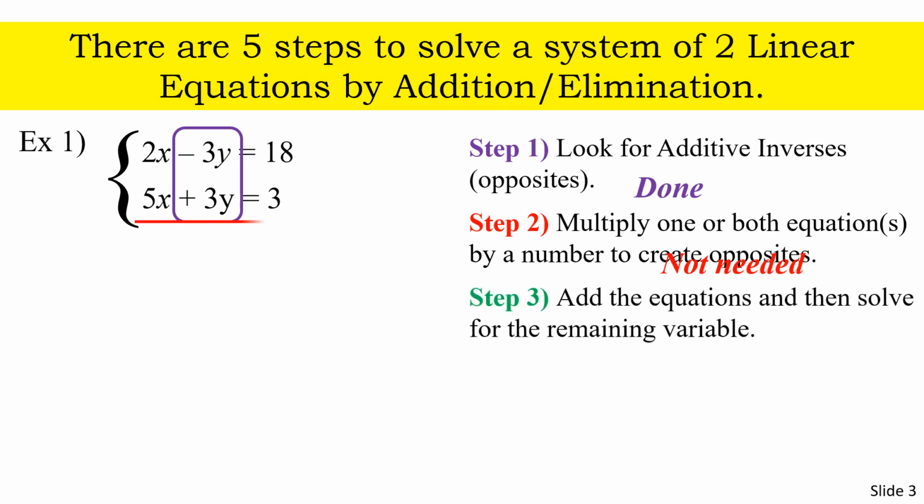Step 3, add the equations and then solve for the remaining variable. So if I add the two equations together, 2x plus 5x is 7x. The y's cancel. 18 plus 3 is 21. So I end up with 7x equals 21. And I solve for x and I get 3.